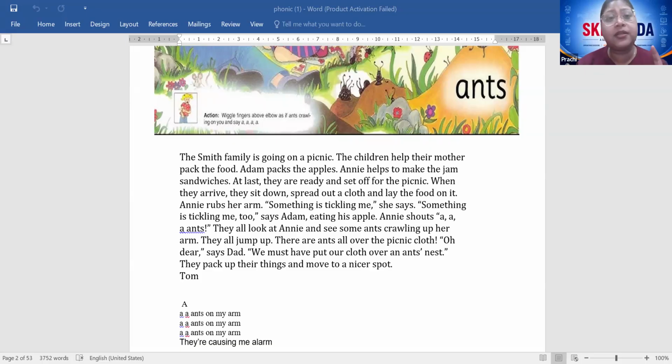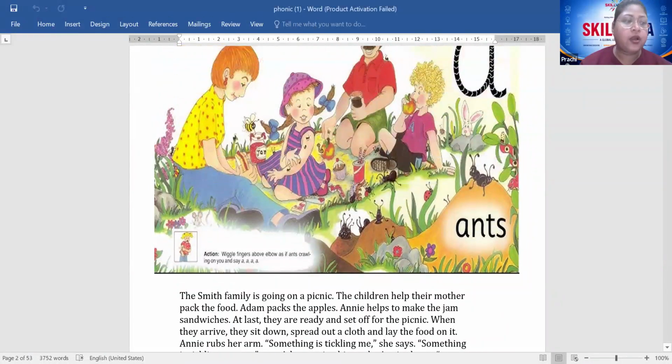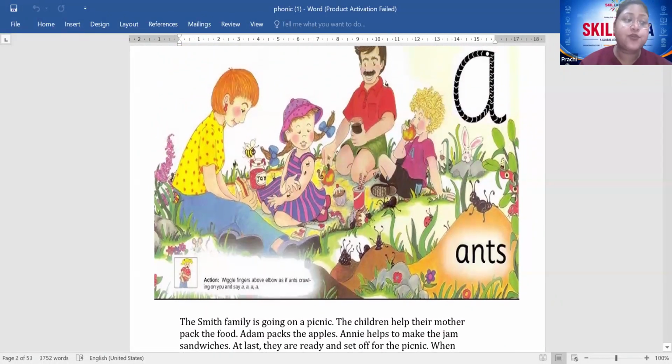But when you are going to do that with the app, in the app there are small stories, because they describe the picture. Like here I have this picture, and the story says a family are going on a picnic. The children help to pack some apples, sandwiches, and a blackberry pie. At the picnic, the child feels something tickling them. Some ants are crawling up their arm. They jump up shouting, ah, ah, ah.